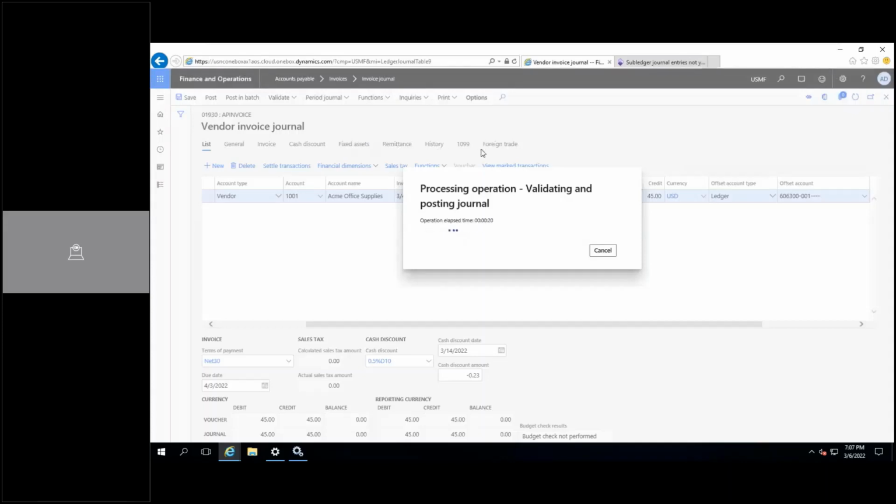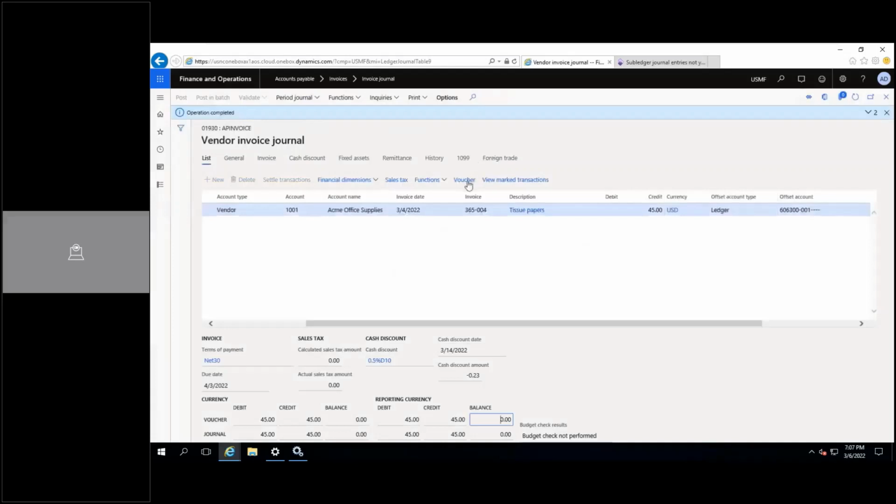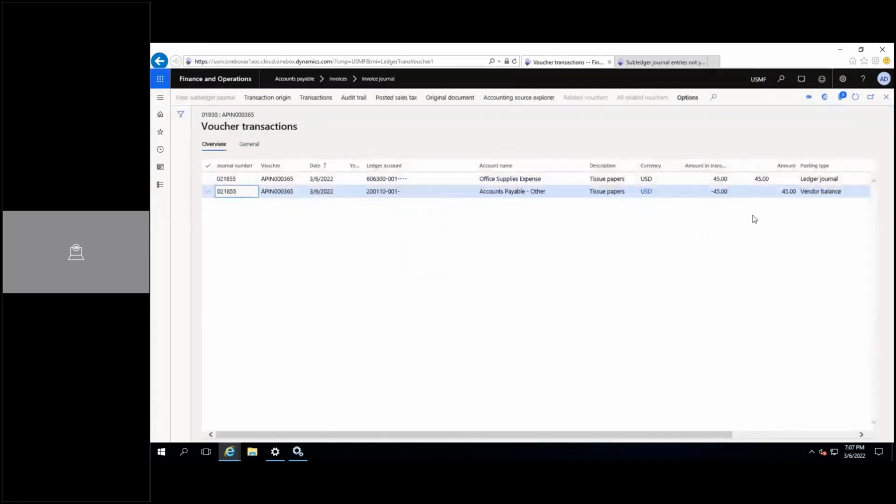For this voucher, it will not take time. It will be posted immediately. If you go to the voucher, it will show you the voucher immediately. Voucher will be displayed automatically. Here, expenses, office expenses account debit and vendor account credit.